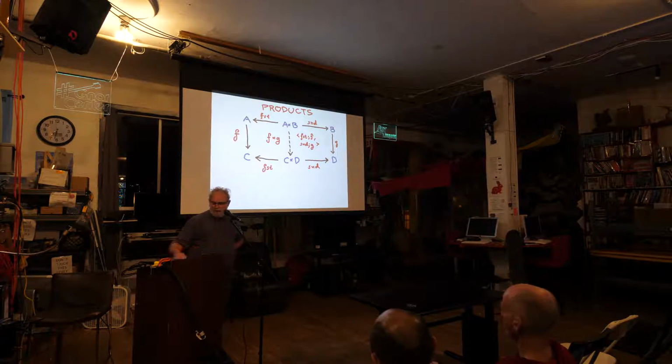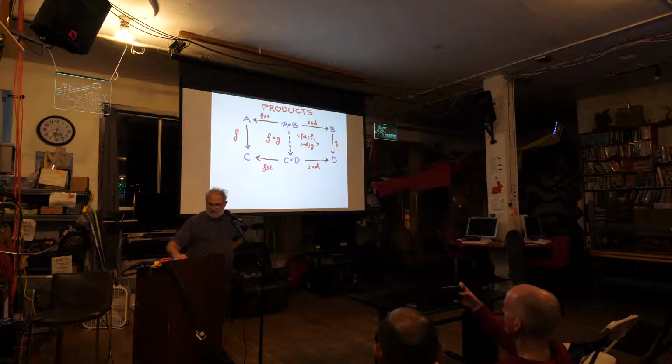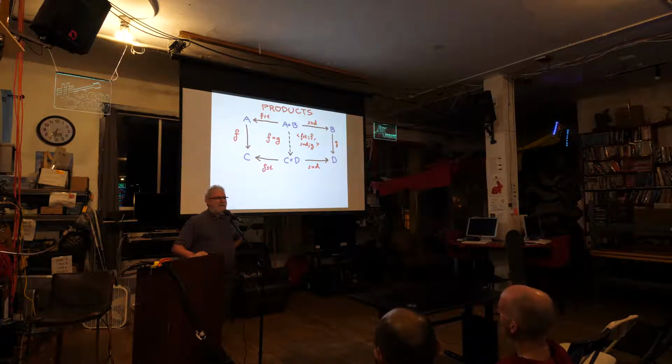So this is the obvious way, given something going from A to C and something going from B to D, to go from A times B to C times D. Any questions about that?